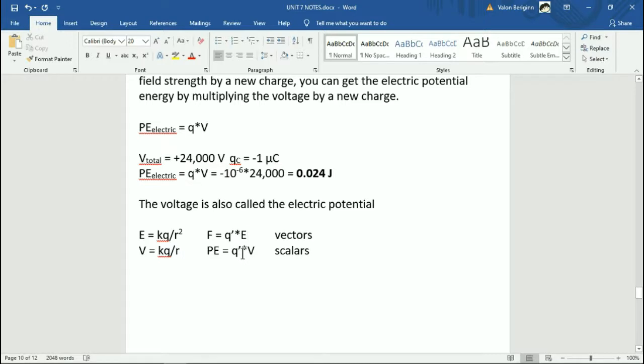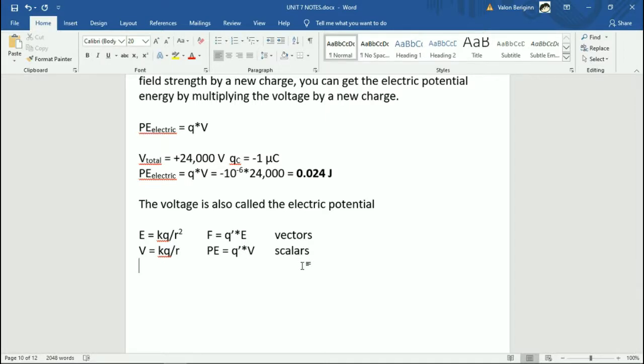So the work of it, what you're doing in terms of field to force and voltage to potential energy, is very, very, very similar. It's just the equations are different, and the voltage and potential energy are scalars. Those are your main differences, and how that works there.